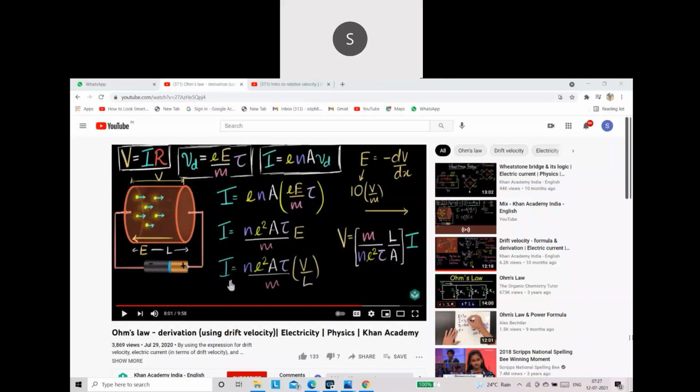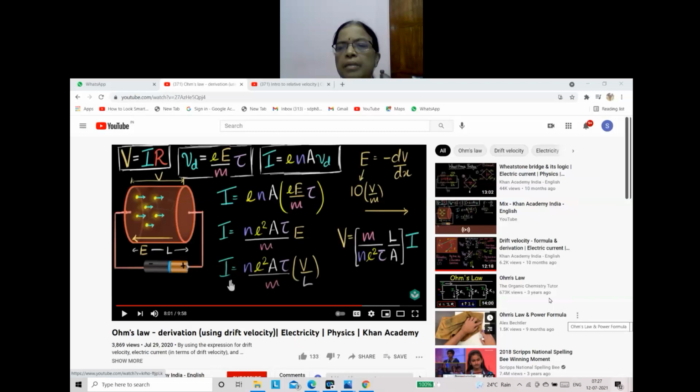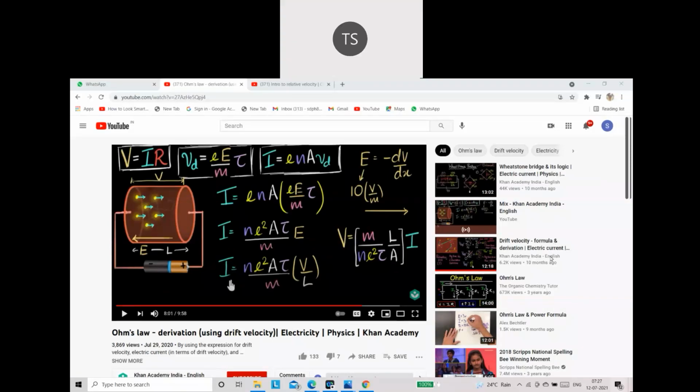What is the expression for drift velocity? Tamanna, Villuraj. Drift velocity equation. Tamanna, Shaju. V is equal to IR. Drift velocity equation.